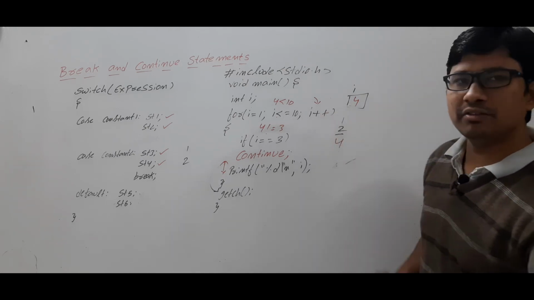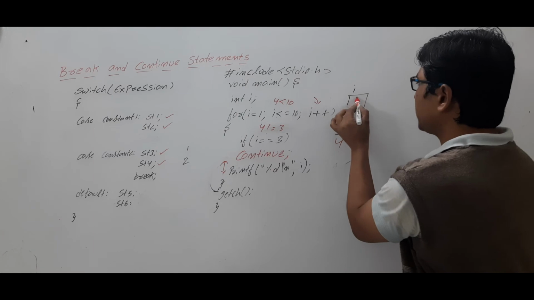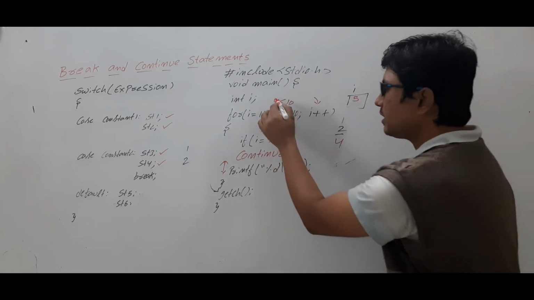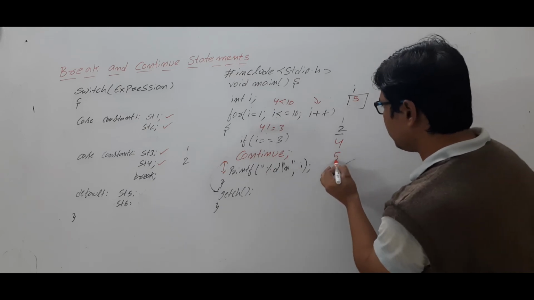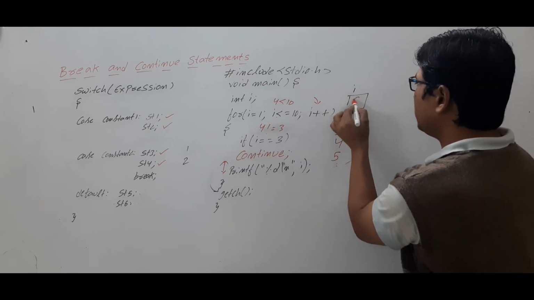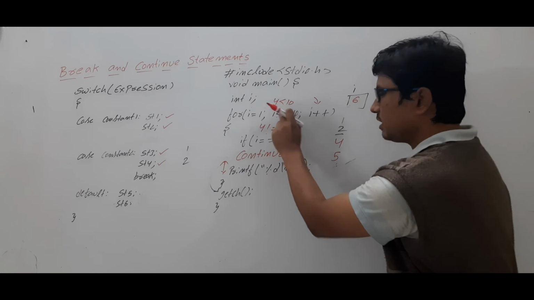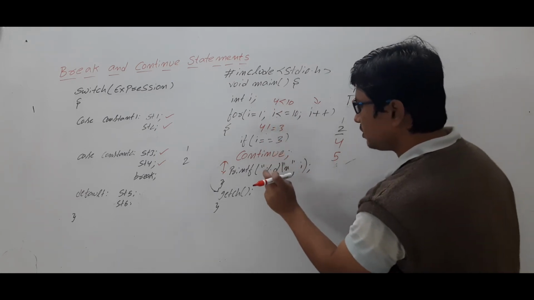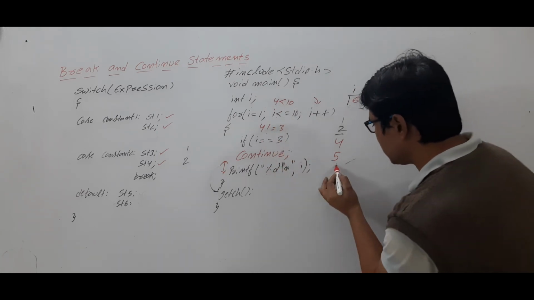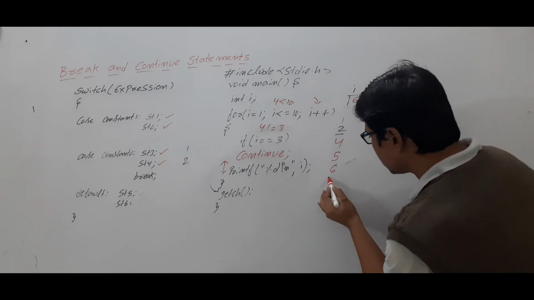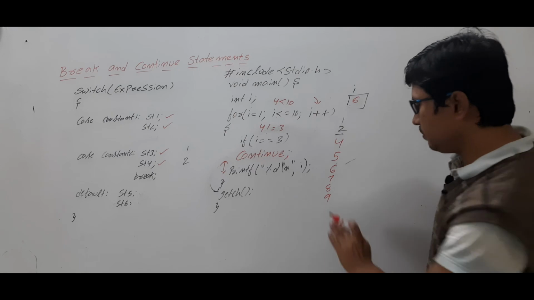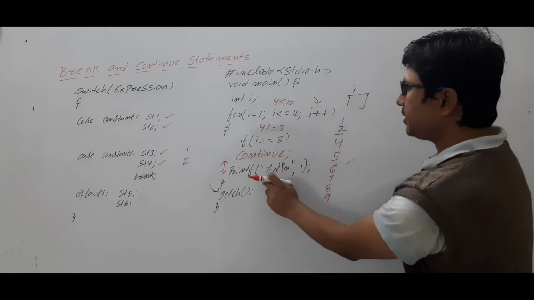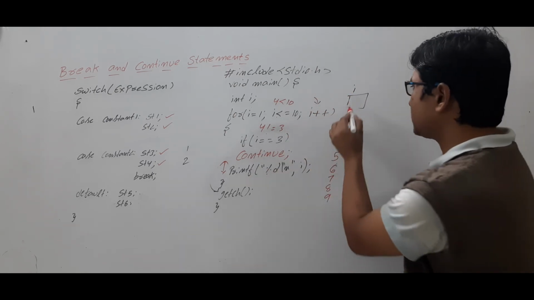Then again the I value will be updated. It will become 5. Again the condition is true. This condition is false. It will print the I value 5. Next time I value will be updated to 6. This condition is true. This condition is false. So it will print the value as 6. Then it will print the values 7, 8, 9. Let's take when it is 9. It printed the 9. Now after printing the 9, it will update the value as 10.